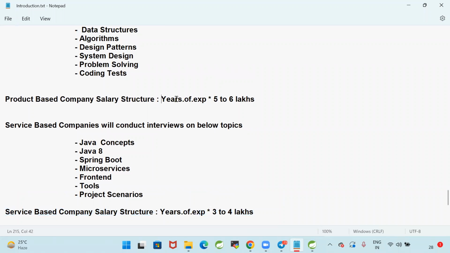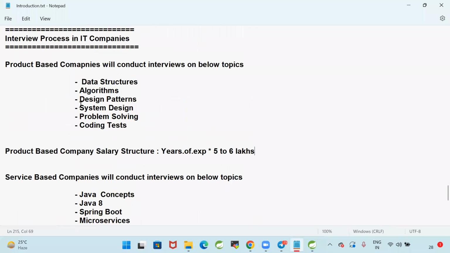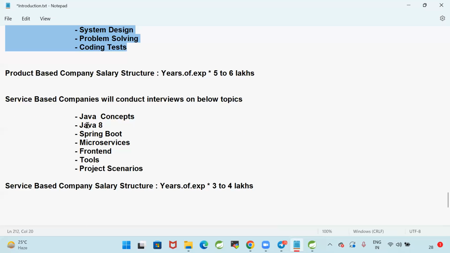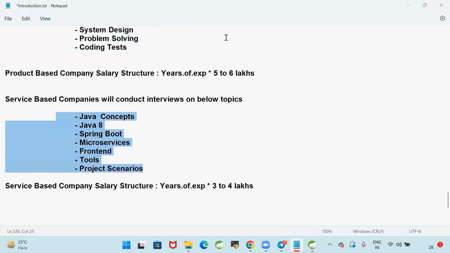Product-based company packages will be very high. The interview process will be difficult because data structures, algorithms, problem solving, and a coding test will be there. You need to do more practice on data structures and algorithms in order to attend product-based company interviews. If you want to attend interviews in service-based companies, you have to understand these things. Our course is mainly focusing on these areas. After this Java real-time project is completed, you can attend service-based company interviews.